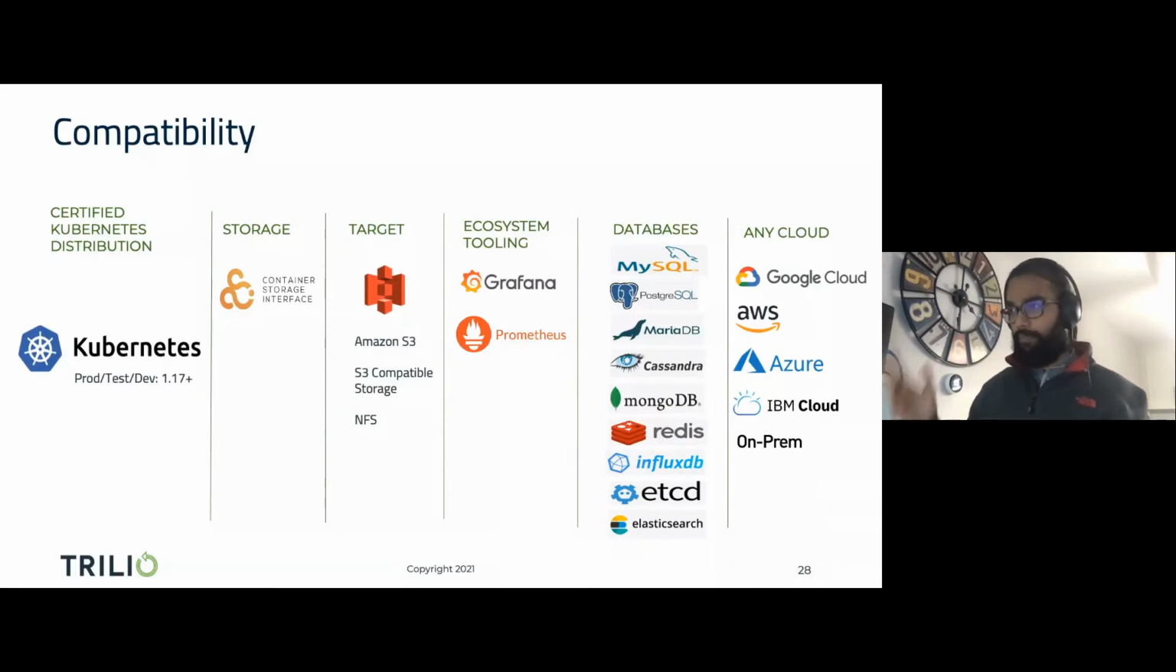Databases, I think I mentioned almost all of these on the previous slide. So we are continuously adding more and more databases as time goes by. On an average, I would say it's 10 to 14 days and a new database is added to the mix. And then finally, no matter the infrastructure, whether it's public, private, edge, core, anywhere you are running OpenShift or Kubernetes, Trilio can function out of the box there.